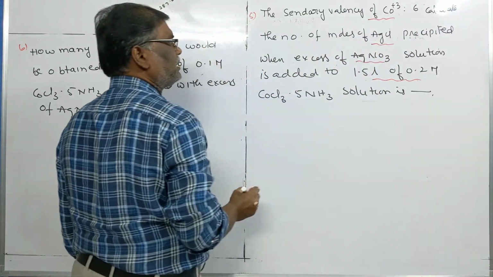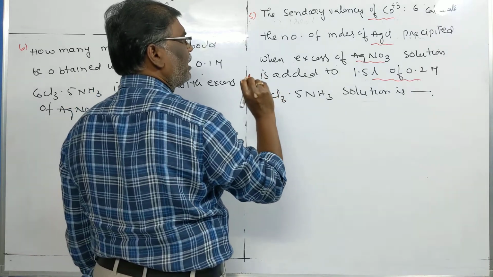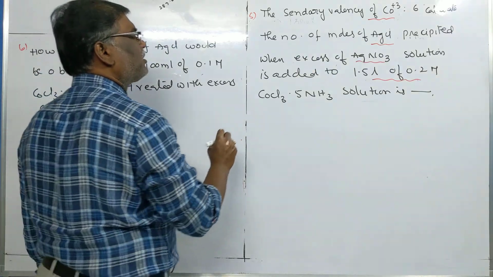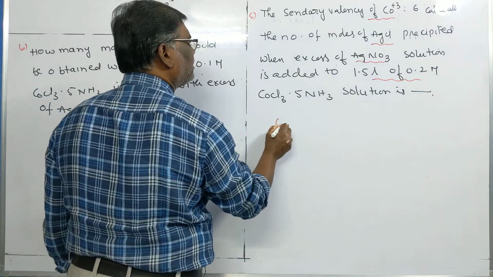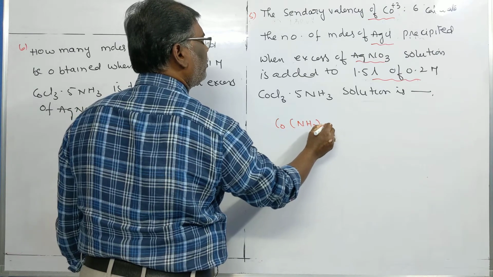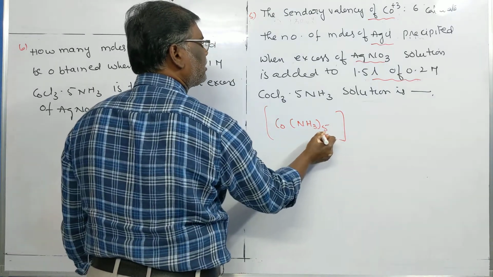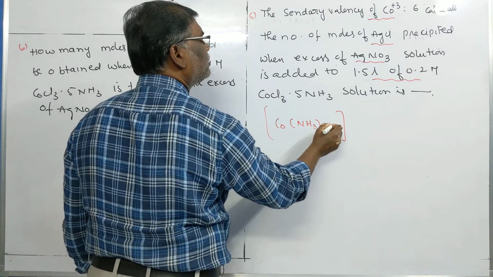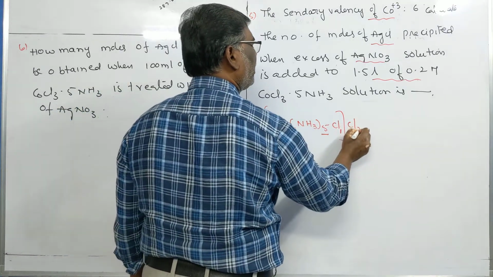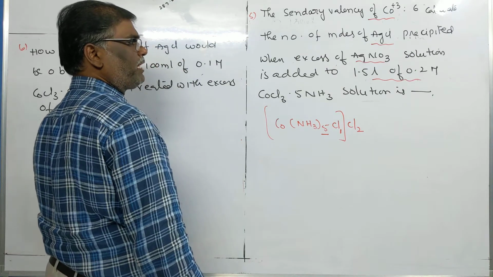Here the secondary valency is 6. From the secondary valency 6 we will write the structure of this complex. Co is surrounded by 5 NH3, but the secondary valency is 6, so here only 5, so one more chlorine is expected inside. 2 chlorines are expected outside the complex. So this is the geometry of the complex given.